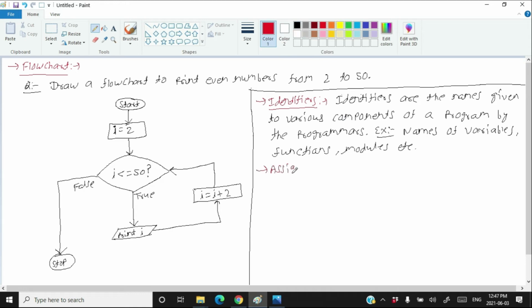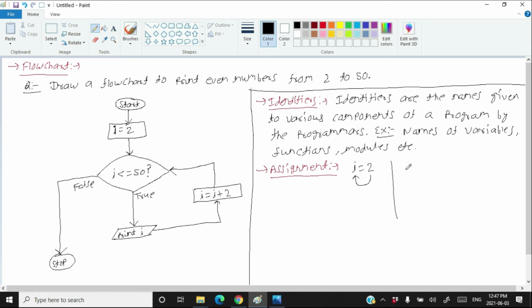Assignment. When you write I is equal to 2, then you are assigning 2 into the container whose name is I. You are assigning the value 2 to the container whose name is I. You are assigning the value 2 to the variable I. Okay, this is called assignment. You always assign the value at the right hand side to the variable at the left hand side.